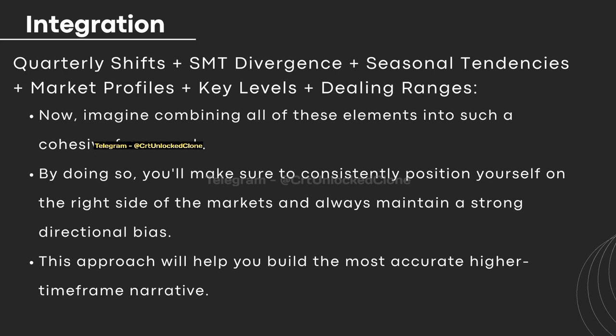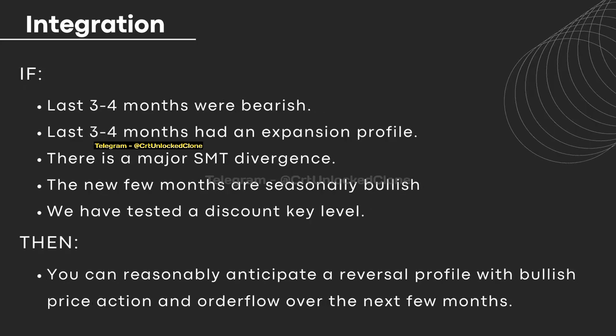You can see that now we are using time to accurately mark tops and bottoms with a great deal of precision and accuracy, right? We're going to be using all these concepts like SMT divergence, seasonal tendencies, daily ranges, market profiles, and key levels to form higher time frame biases and trading ideas, right? You would be using all of them in such a logical fashion, and that will make sure that you always end up having good accuracy. By doing all of this, you will always end up on the right side of the markets, and you will always maintain a strong directional bias, right? This approach will help you build the most accurate higher time frame narrative and directional biases.